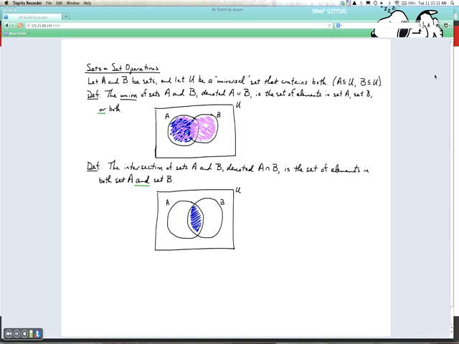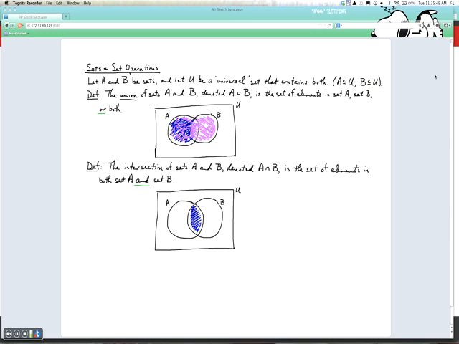And again, and is the key word here. And. It has to be in both. Now, what this will lead us to do, when we start talking about proofs later on, when we say something's in an intersection, there's only one place it can be, right? But when we talk about something being in the union, we're going to run into cases.